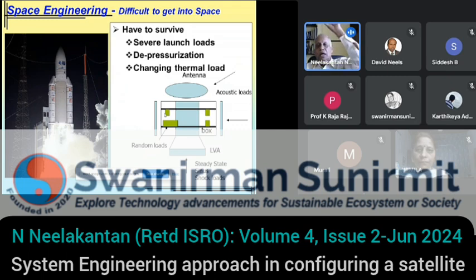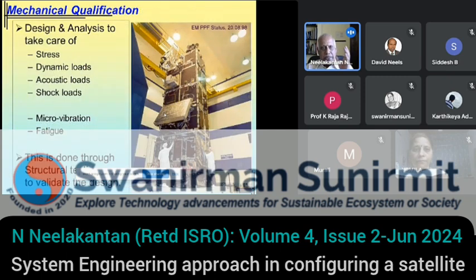depressurization during the ascent phase, and during the ascent phase there will be a thermal load which will be changing with time. The mechanical design has to take care of the stress, dynamic loads during the ascent phase, acoustic loads when it is traveling through the atmospheric media, shock loads, micro vibration and fatigue.